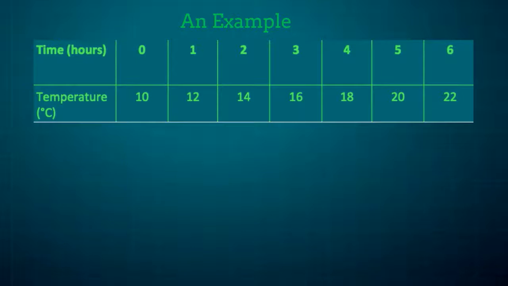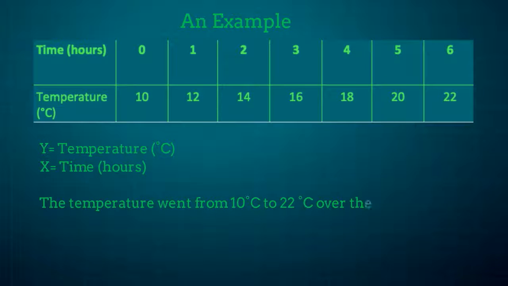Let's start with the first example. The sun comes out at 5 a.m. and the temperature is 10 degrees. After 6 hours, at 11 a.m., the temperature rises to 22 degrees. In this case, the temperature is the y value. The temperature went from 10 degrees Celsius to 22 degrees Celsius over the course of 6 hours.